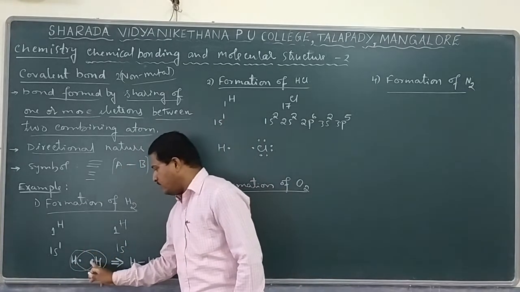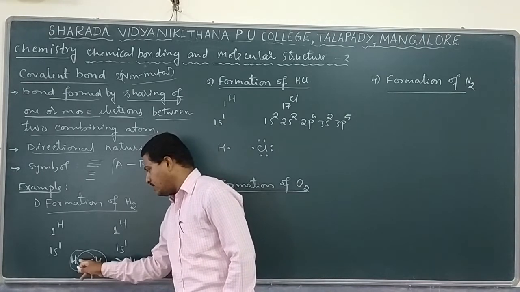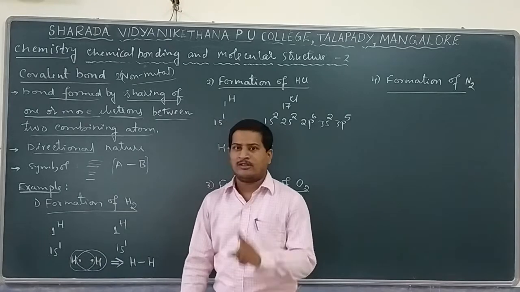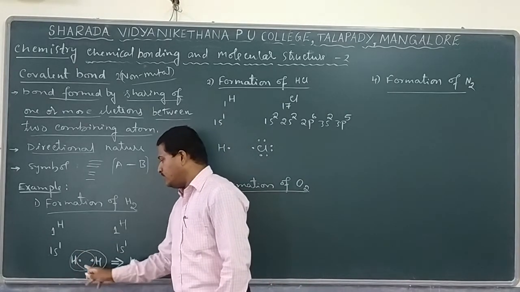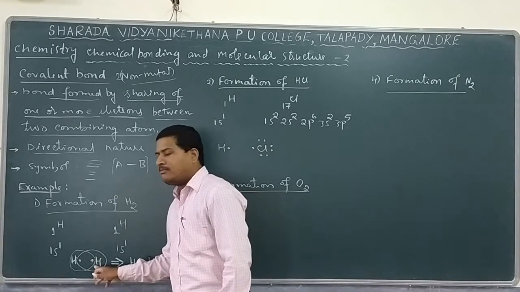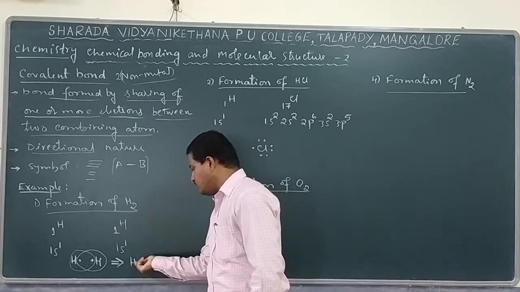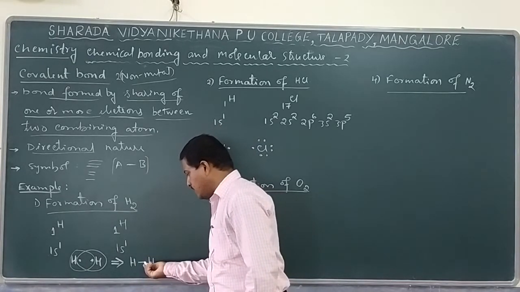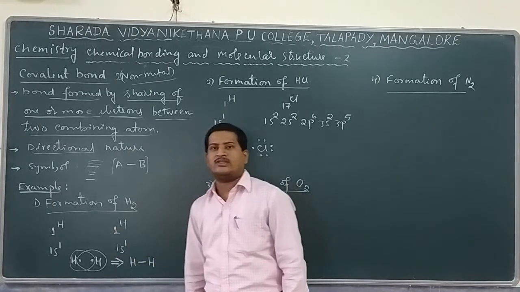So thereby, one electron from each combining atom: one electron from this hydrogen, another electron from this hydrogen, or simply one pair of electrons is involved in a sharing. So thereby, in this sharing of electrons, the bond formation is nothing but a hydrogen bond. Since one electron from this hydrogen and one electron from the other hydrogen are involved, the bond formation taking place between these two hydrogen atoms is a covalent bond.